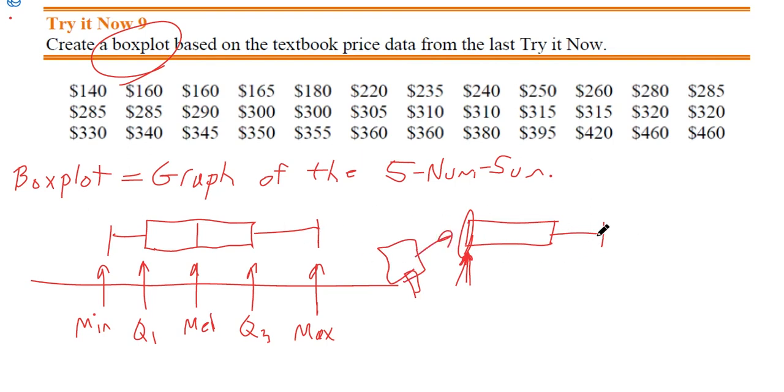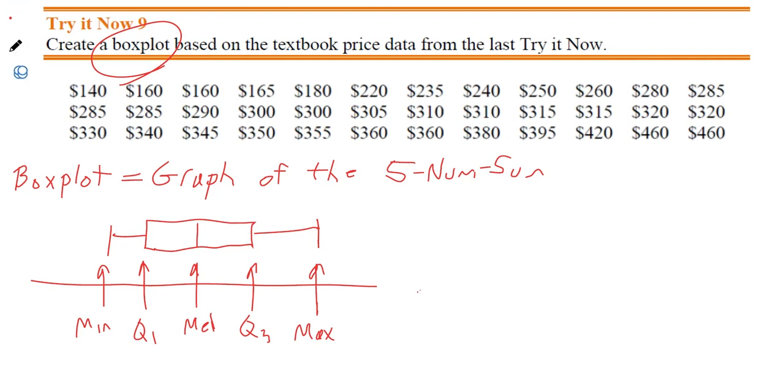So sometimes you may not even have whiskers, sometimes you may just have one. We try to shy away from calling it a box and whisker plot. Now to do that for our data set, it says to find a box plot based on the textbook price data set from the last try it now, which is the one we just did. And all we need to do is report what the 5-number summary is again and just graph those down.